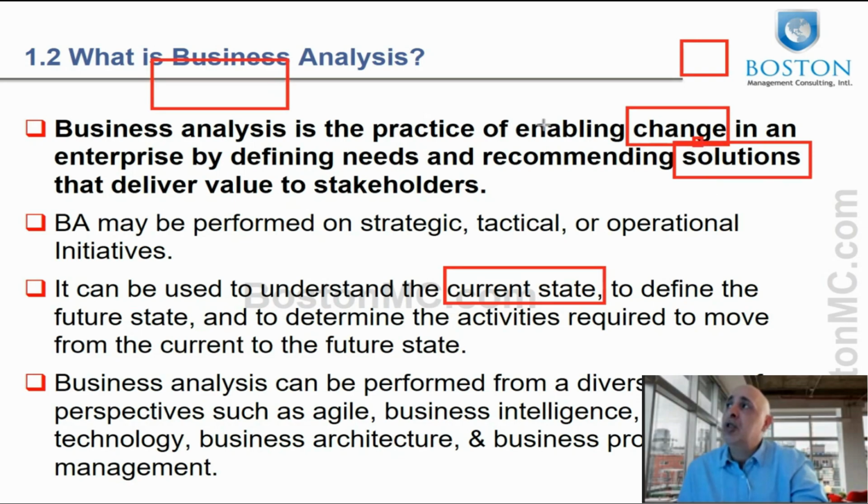The solution enables the change that takes the organization from this level of capability to this level of capability on the right. So the current state is pointing at the left side of things, and you understand that current state to define the future state, which is the small box on the right that says this is how far we can go, and then you determine the activities required to move them from the current to the future state. Very simple. We want to move them from a current to a future state, and we should be proud of our work once that's successful.